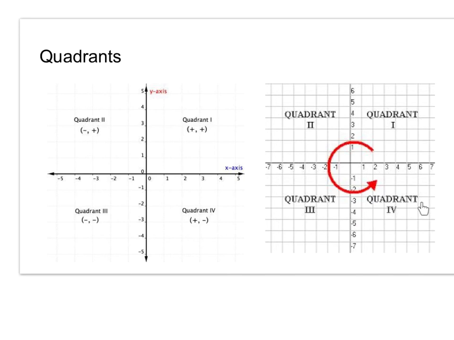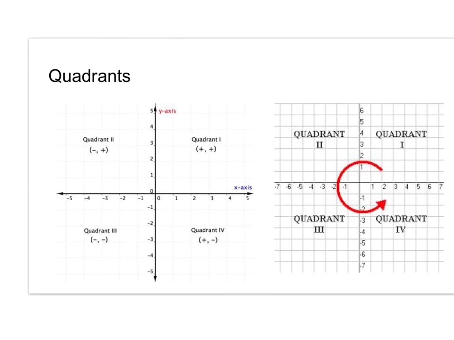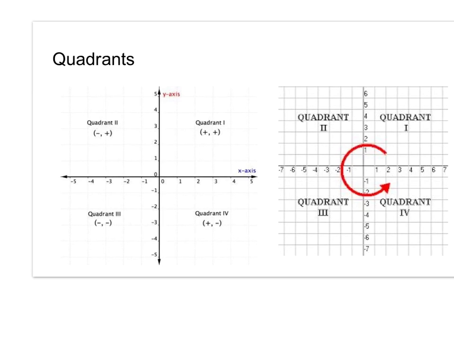And your last quadrant is quadrant 4. So your x is going to be positive and your y is going to be negative, because you're going to the right and then you're going down. So we'll talk about this more in class tomorrow.